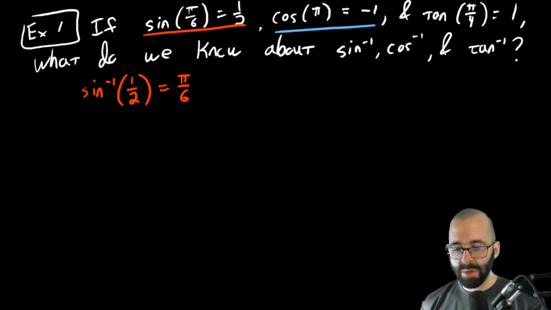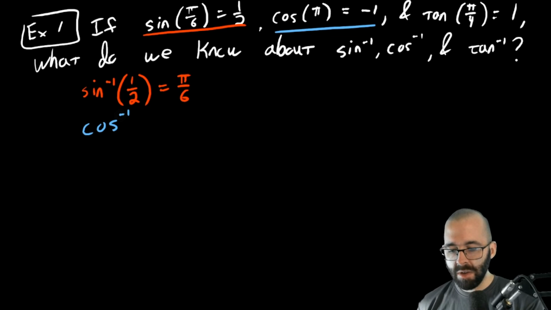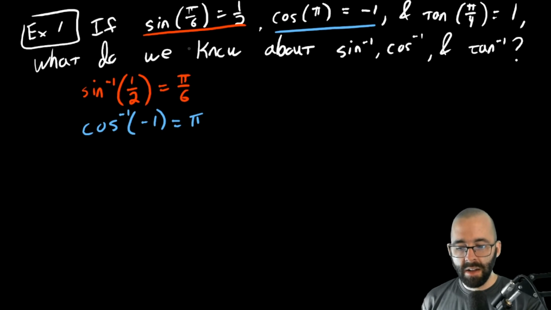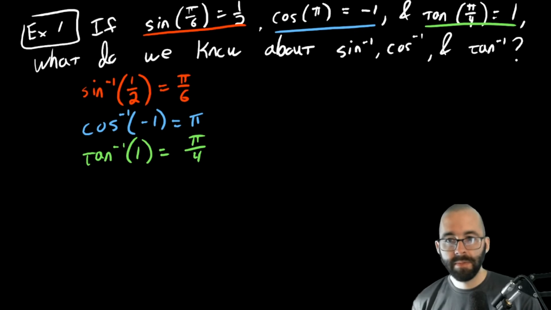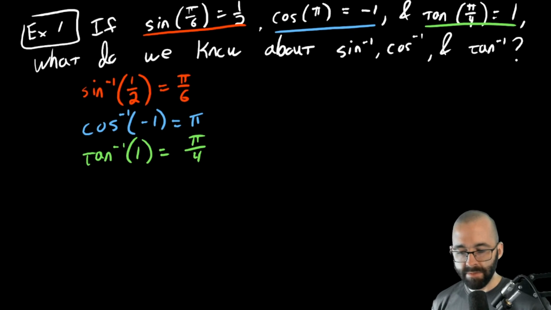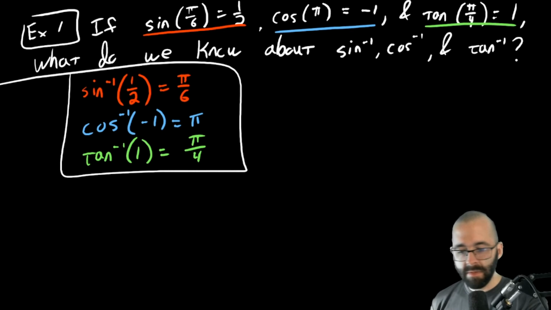Similarly, if cosine of pi equals -1, then arc cosine or inverse cosine of -1 equals pi. Again, for regular trig, put in an angle, get out a ratio. For inverse trig, put in a ratio, get out an angle. And lastly, if tangent of pi over 4 equals 1, then arctangent or inverse tangent of 1 spits out an angle of pi over 4 radians. All right, that's the example. Ta-da!